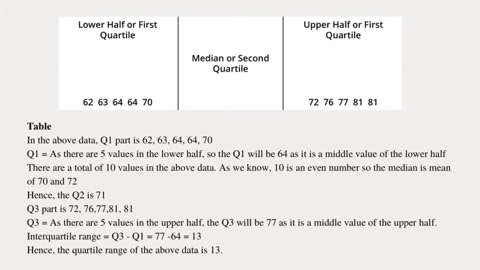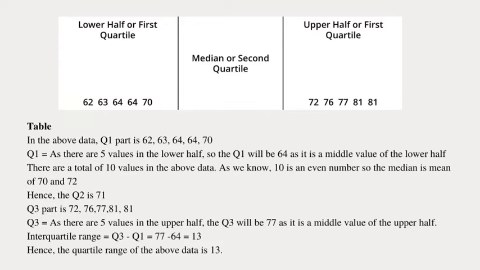Please look at the table. In the table data, the Q1 part is 62, 63, 64, 64, and 70. As there are 5 values in the lower half, Q1 will be 64, as it is the middle value of the lower half.